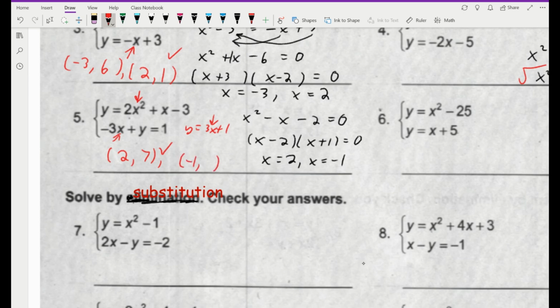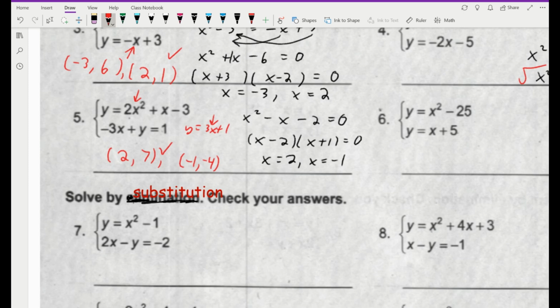If we plug in negative 1 again, back to here, 2 times negative 1 squared is 2. 2 plus a negative 1 is 1. Negative 1 minus 3 is negative 4. I think we did that correctly here. 2 minus 1 is 1. 1 minus 3, yeah, negative 4. Now if we plug in negative 1 here.